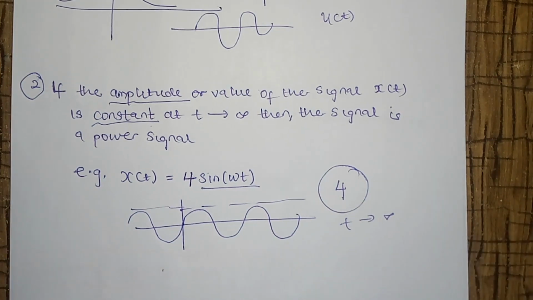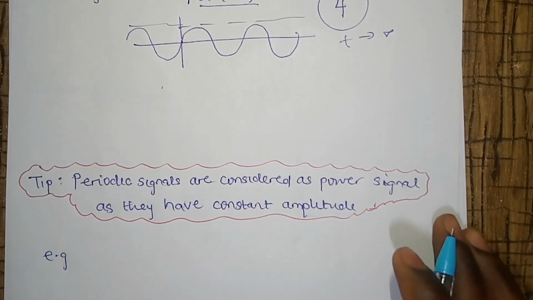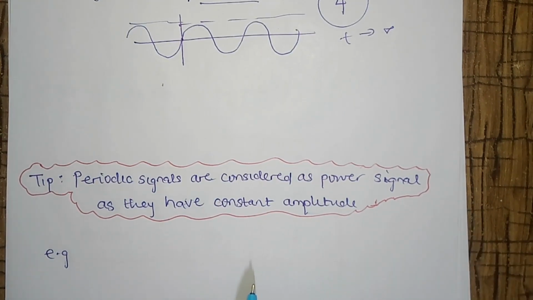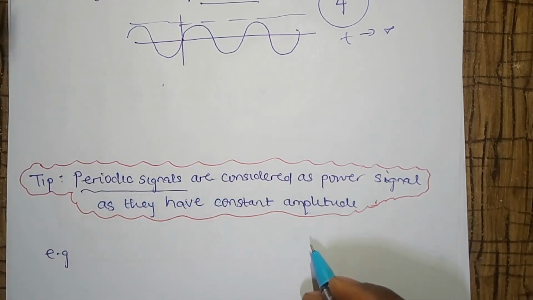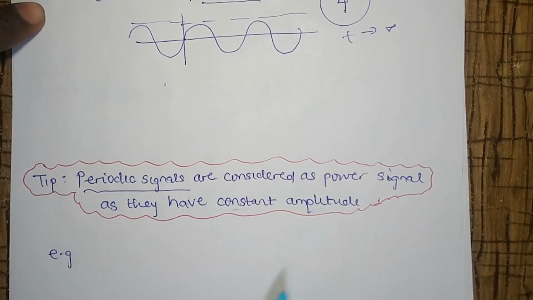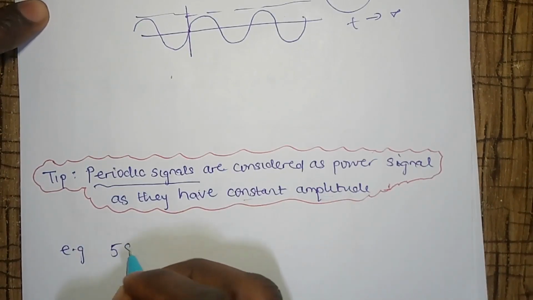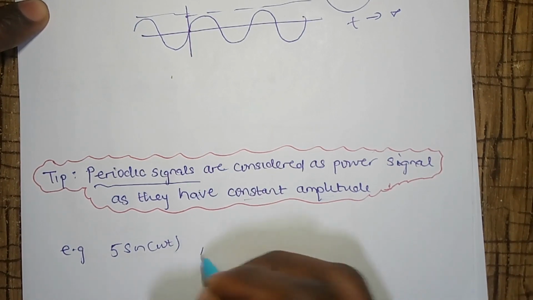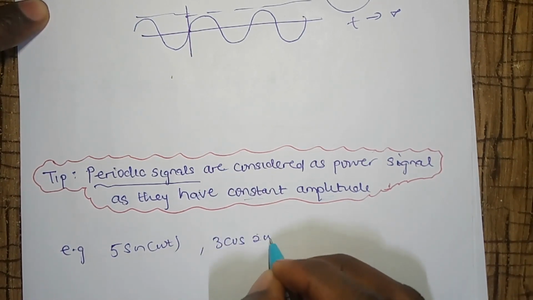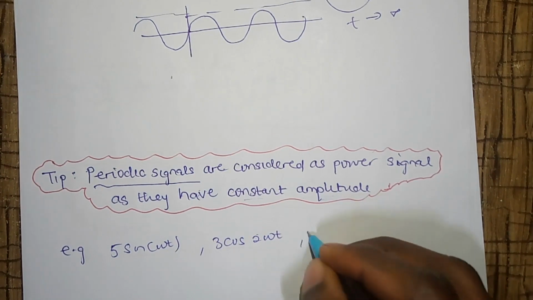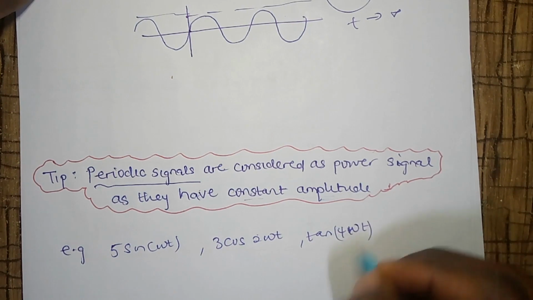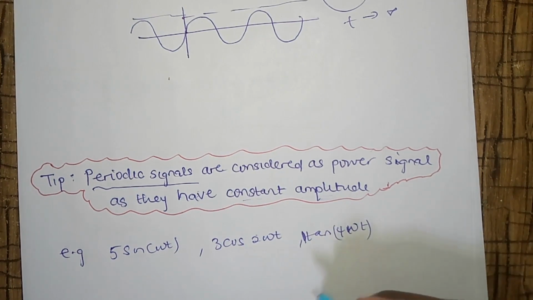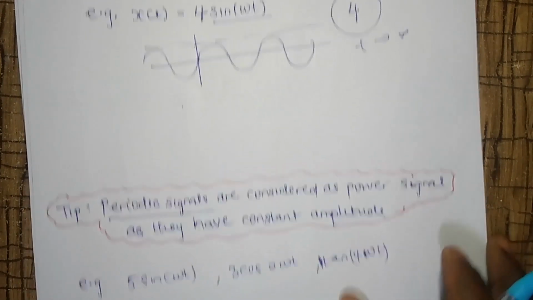You get the point. So let's have more examples. Let's look at this first. Periodic signals are considered as power signals. Remember, non-periodic signals are considered to be energy signals. You get why periodic signals are considered power signals, as they have constant amplitude. More examples on that: we have 5 sin omega t, we have 3 cos 2 omega t, and so on, like tan 4t or omega t. In this case, as you can see, the amplitude is 1. It's quite constant, right? So you can get the concept about that.